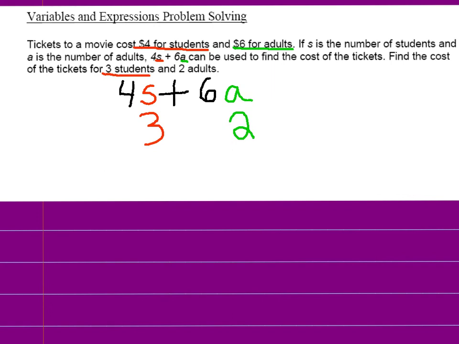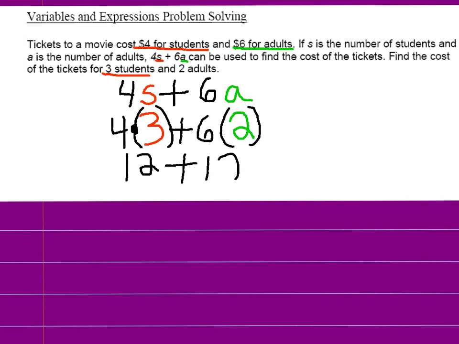So now we're going to set up the problem and answer it and make sure we label. So I have 4 times 3 is 12, and I have 6 times 2 is also 12. So I add those together and I get 24, and I need to label. Please label word problems. $24. It costs $24 for those people to go to the movies.